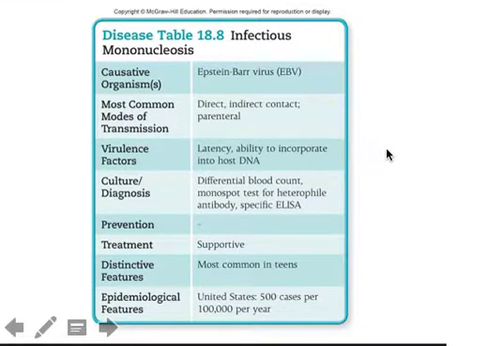Again, causative organism, Epstein-Barr virus. Most common mode of transmission, direct or indirect contact with infected fluid. It is latent, has the ability to incorporate into host DNA and live with the host throughout its life. Diagnosis is a differential, and we can also do a monospot test for specific antibody using ELISA. The treatment is supportive. It's common in teens, about 500 to 100,000 cases annually.